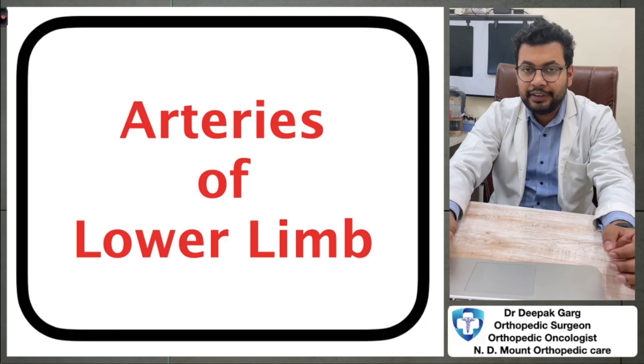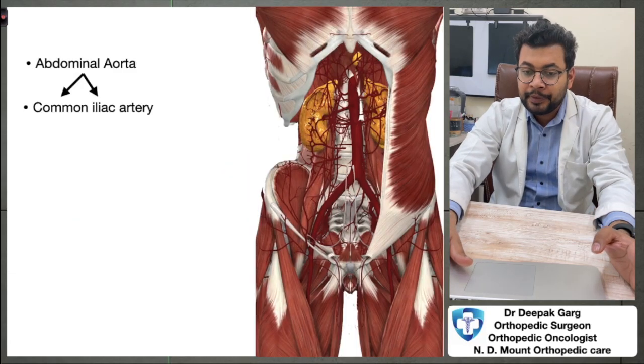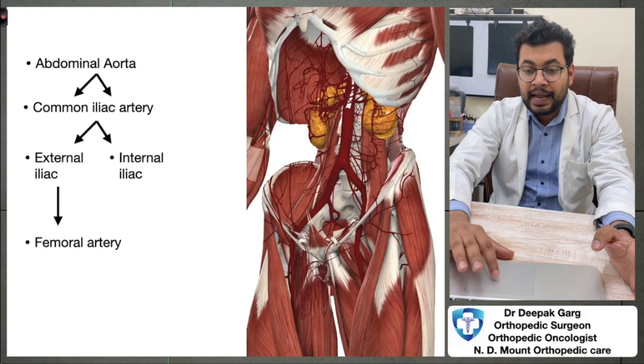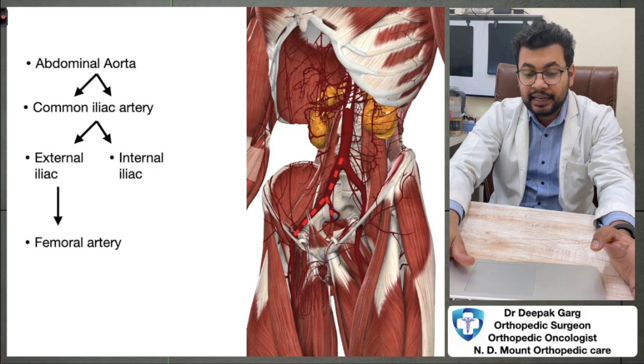Hello guys, today we will discuss arteries of the lower limb. We will start with the abdominal aorta. At the level of the lower border of L4, it will give two branches, the right and the left common iliac artery. And then at the level of the SI joint, the common iliac will divide into two: external iliac and the internal iliac artery.